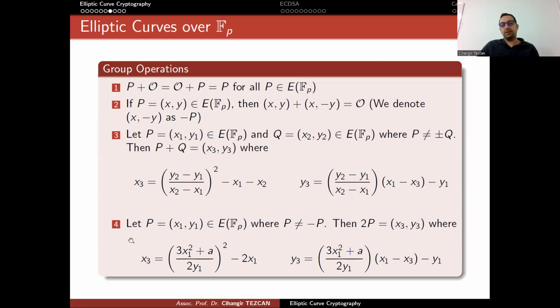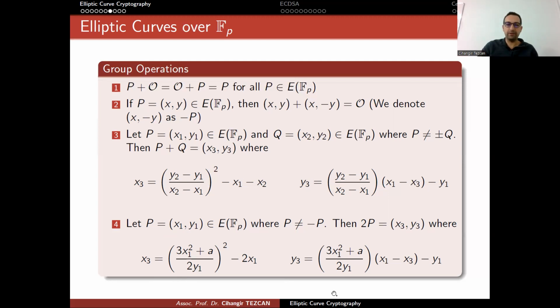But when you want to add a point to itself, we don't have Q here; we are adding P to itself. Of course, P should be different from minus P because otherwise you would have the point at infinity. The 2P is calculated as follows. Here, instead of having x2 and y2, because we don't have Q, we give the definition using only x1 and y1. This is how you add a point to itself.